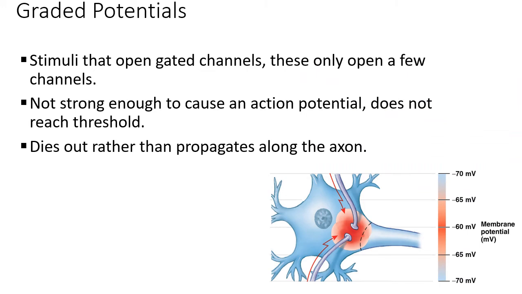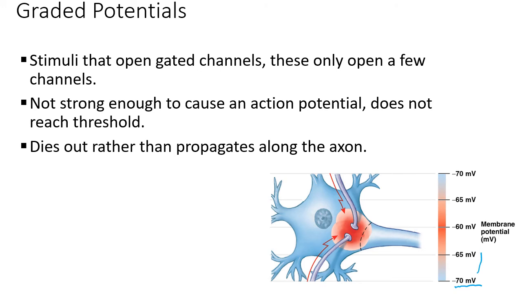So the action potential is, in a sense, the end result. That's what we're trying to get to. But in order to get there, we oftentimes have what we call graded potentials. Graded potentials are almost like a false start, in a sense. And so the stimulus to our postsynaptic neuron is not quite great enough to get us an action potential.